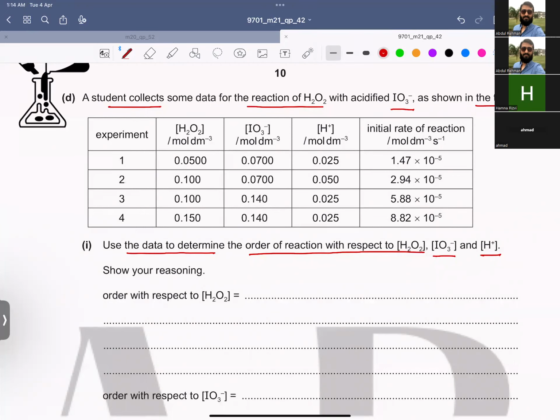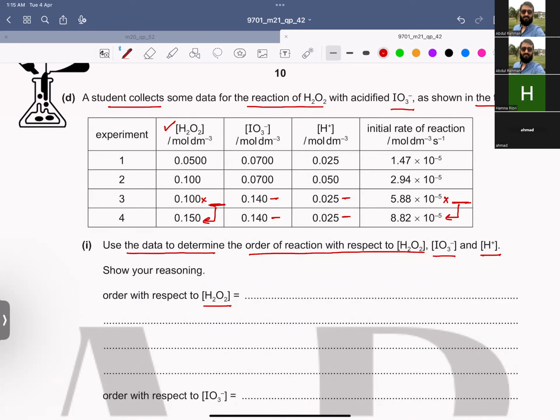So for H2O2, I can take experiment 3 and 4, because in experiment 3 and 4 the concentration of iodate is the same, the concentration of hydrogen is the same, but the concentration of H2O2 is increasing by some factor, and in a similar way the rate is also increasing by some factor. So can anybody tell me the factor by which the rate and the concentration are increased?